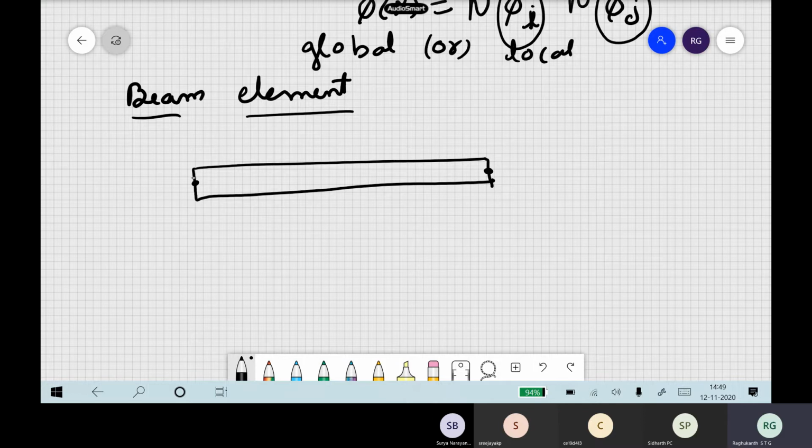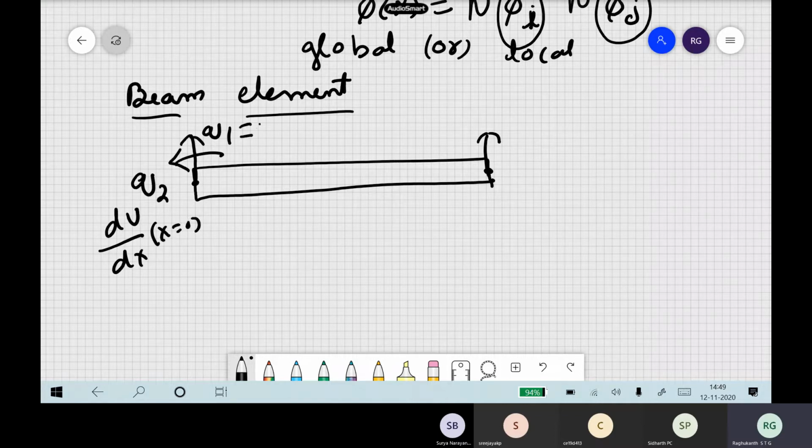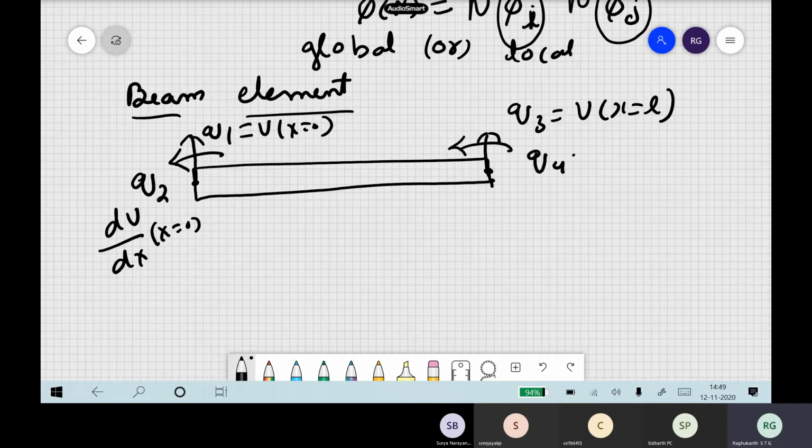Generally for a beam element, you have both ends. You will have displacements, and you also will have rotations. Q2 is dv by dx at x equal to 0, if Q1 is v. This is a general beam element in FEM, because you can restrict rotations through the boundary conditions. So we write dv by dx at x equal to L. This is a general beam element.